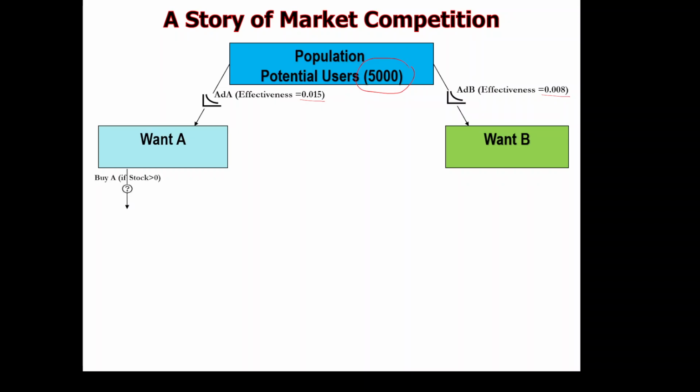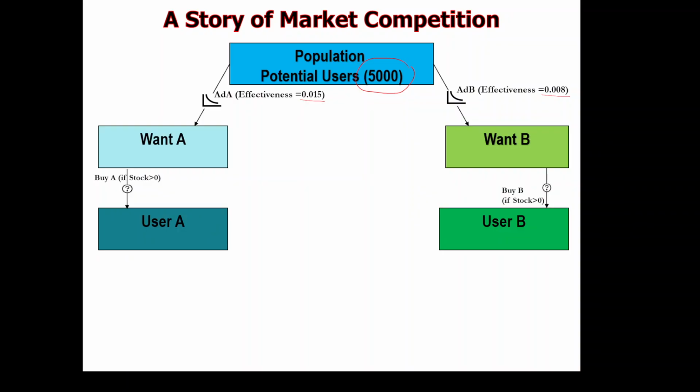The agents who are in the want A state will buy A if the stock is available, and similarly the agents in the want B state would purchase B if the stock is greater than 0, and once they have purchased it, they will become user A or user B. And once they are users and they are happy with the quality of the product, they would contact other agents and try to influence them to go for product A or product B.